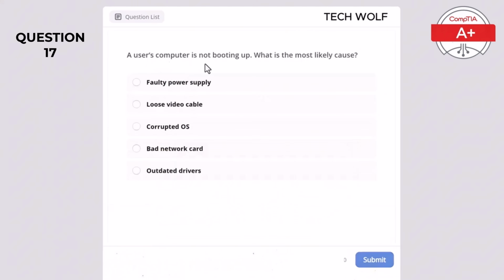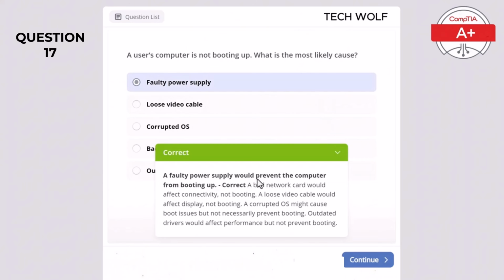A user's computer is not booting up. What is the most likely cause? Faulty power supply, loose video cable, corrupted operating system, bad network card, outdated drivers. And the correct answer here is faulty power supply, as a faulty power supply would prevent the computer from booting up.